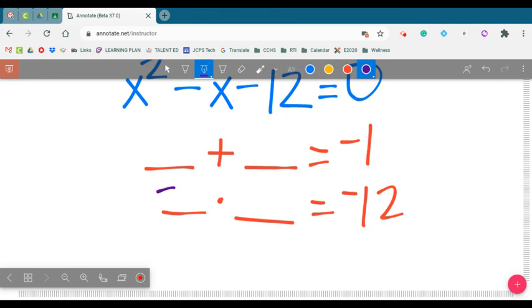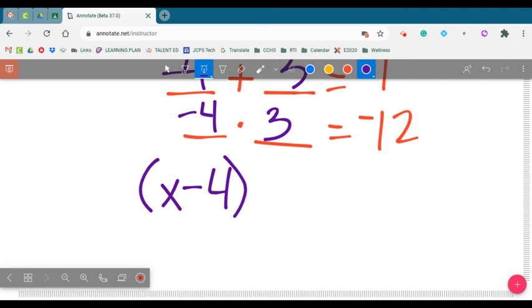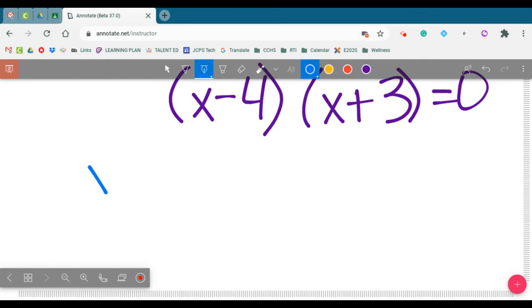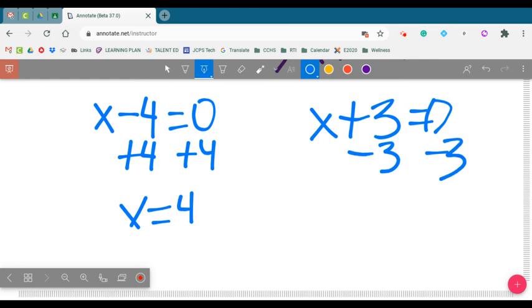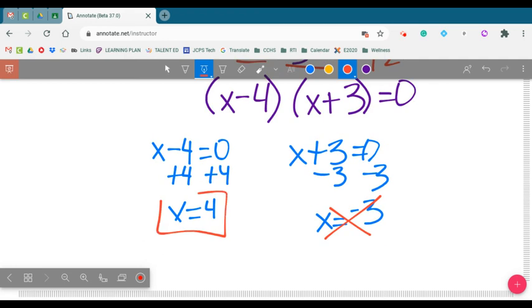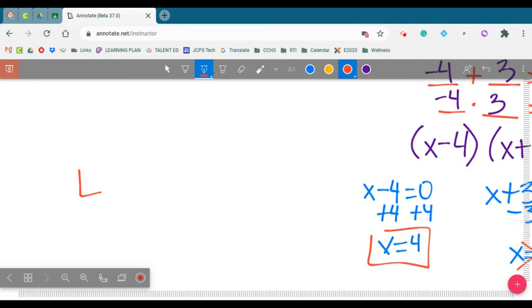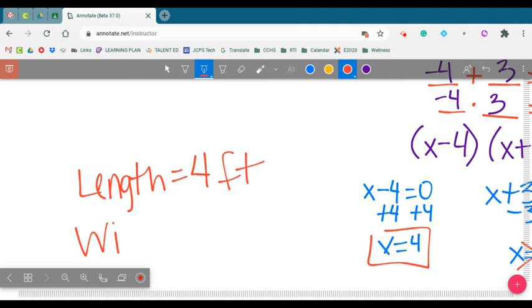You're going to get negative 4 and 3. So you're going to have x minus 4, x plus 3 equals 0. So I'm going to set each of these equal to 0. X equals 4. X cannot equal negative 3, so I can cross that one out. So x equals 4, so that is my length. And then my width was 1 foot shorter. So subtract 1 and you get 3 feet.